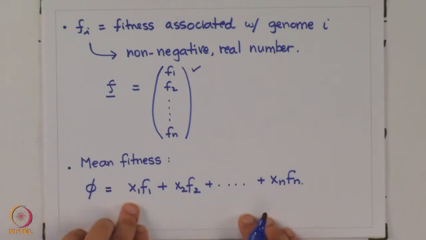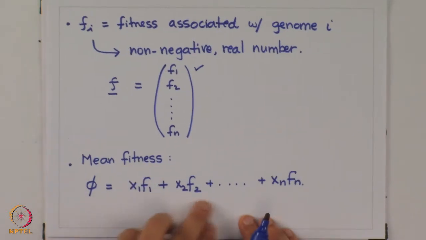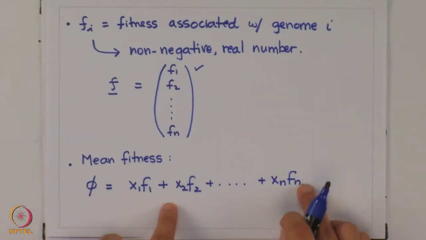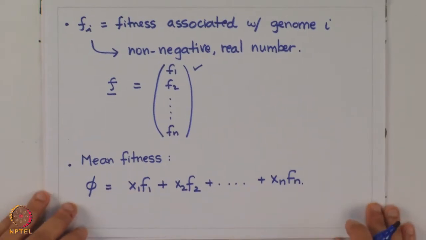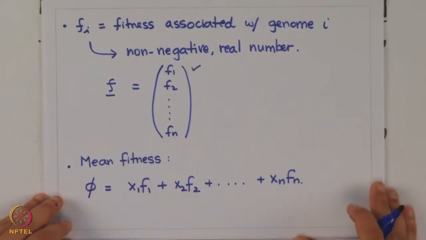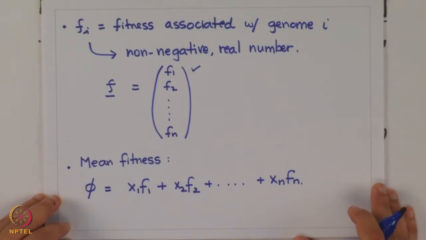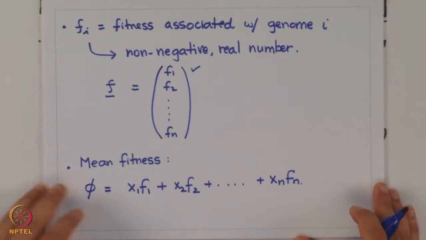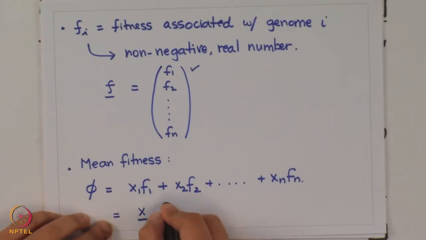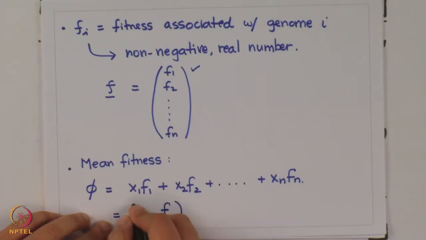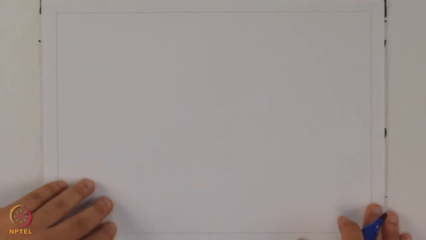When we plug in x1 equal to 1 and f1 equal to f1, all the other xi's are equal to 0. So, these terms drop out and we will get phi equal to f1. That is just a very crude check of the relationship that we have been talking about. So, this is the mean fitness. This can be represented as the dot product of the two vectors x and f. Okay. So, this is fitness. We have n distinct genotypes.